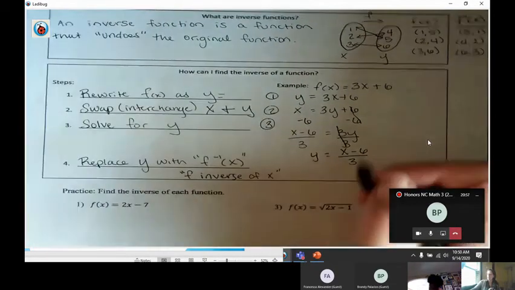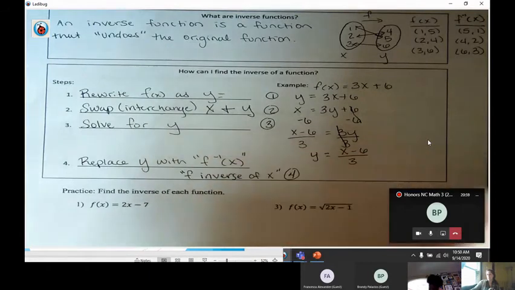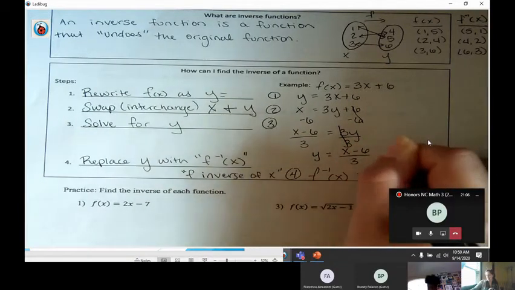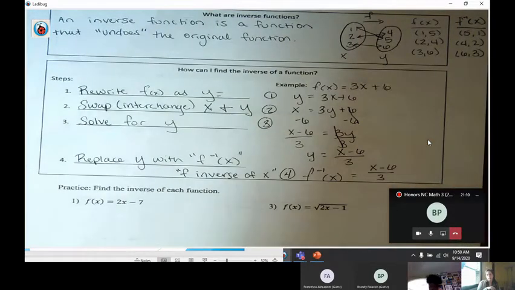All right, so in step 4, I had to shift it a little bit, sorry. We're going to rewrite as f inverse of x is equal to (x minus 6) over 3. Okay, what questions do you guys have?